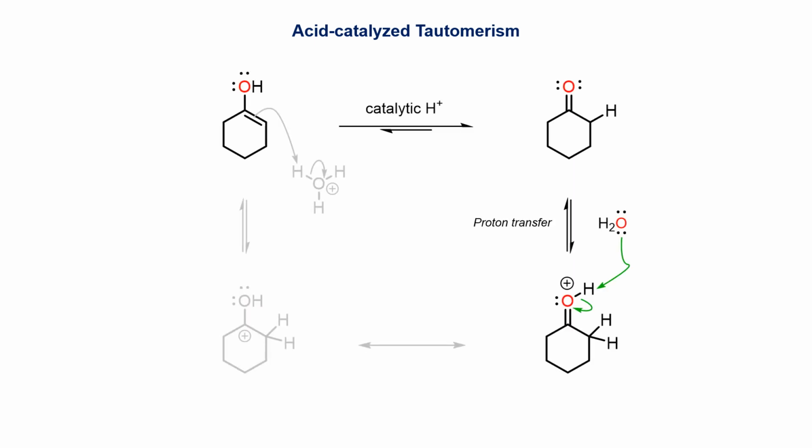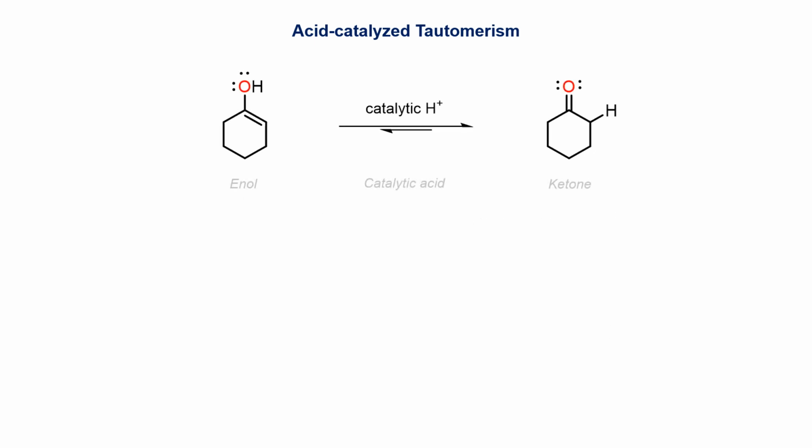The tautomerism process is completed by water from the solvent removing a proton from the oxonium ion to reveal the ketone product. In this case, the ketone is the thermodynamically favored isomer, so it will be favored in the equilibrium. The proton transfer to water also reproduces hydronium ion, so the process is catalytic in acid.